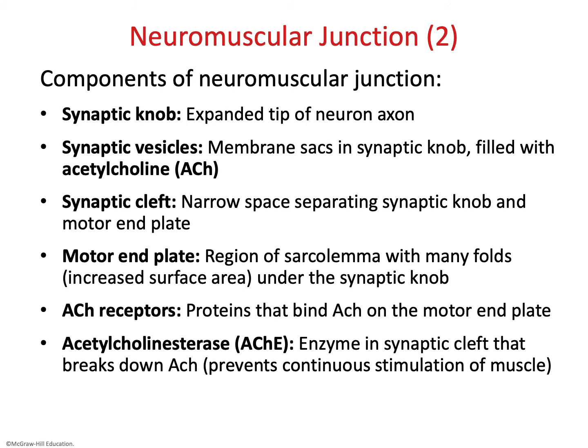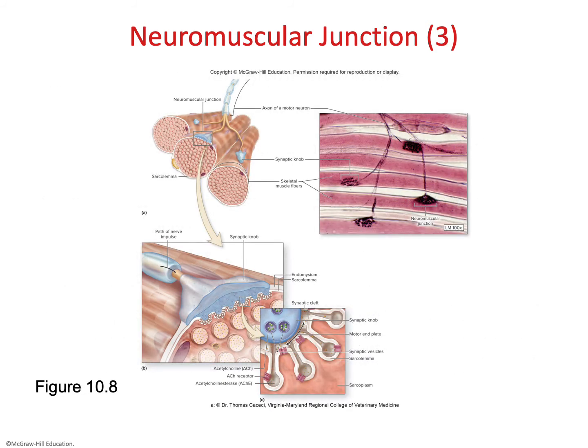There are some anatomical terms here. The synaptic knob is the expanded tip of a neuron axon. The synaptic vesicles are membrane sacs in the synaptic knob that are filled with acetylcholine, and acetylcholine will travel across a synaptic space to the motor end plate, which is the region of the sarcolemma with many folds. Acetylcholine receptors bind acetylcholine and then continue to send that stimulus on towards the muscle. So this is a look at a neuromuscular junction. Again, it's the junction between a nerve and a muscle, so it allows a nerve to control each muscle fiber.